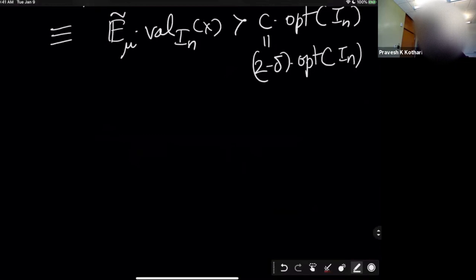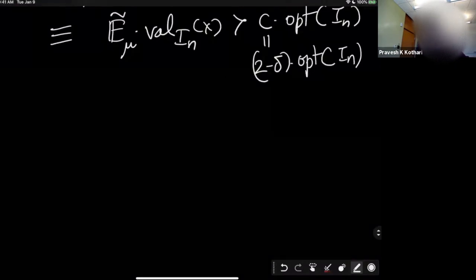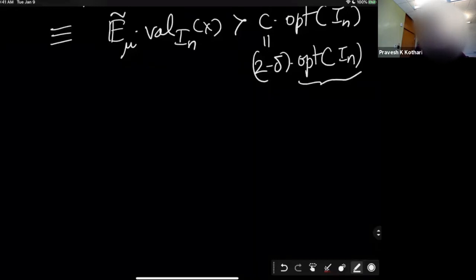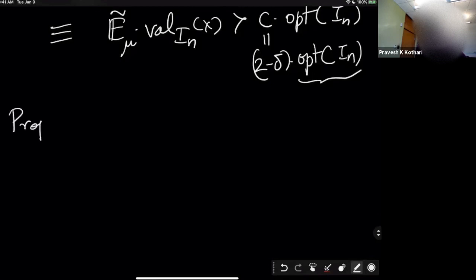In order to make it even more concrete, let's calculate what opt in looks like. IN is now a fixed family of instances, so we can try to get our hands on opt-IN more concretely. We don't have to carry around this fixed number opt in throughout the class. So let's just calculate what opt in looks like, and then we'll make this theorem statement extremely concrete. So here is a simple proposition.